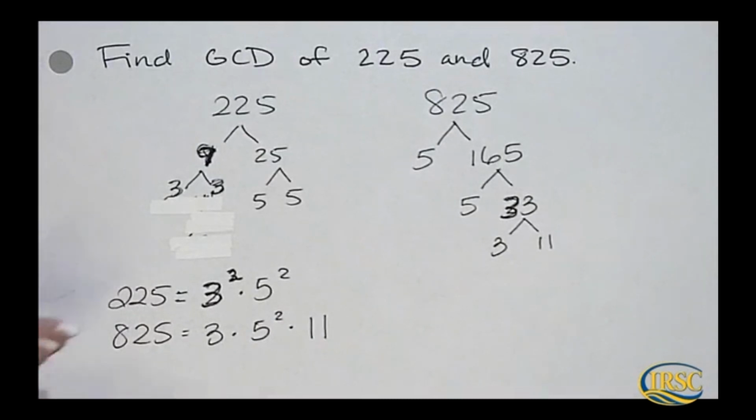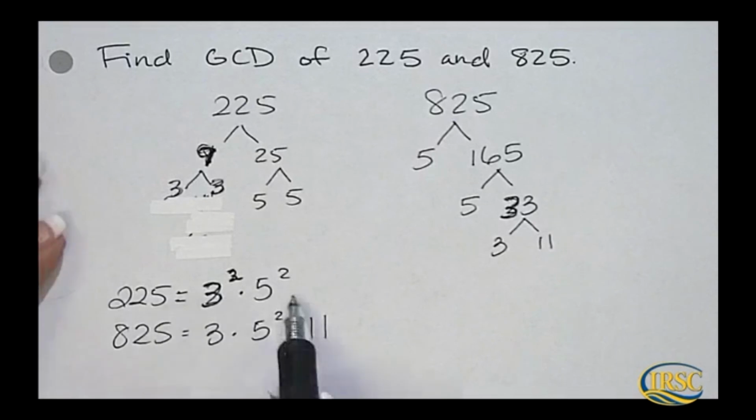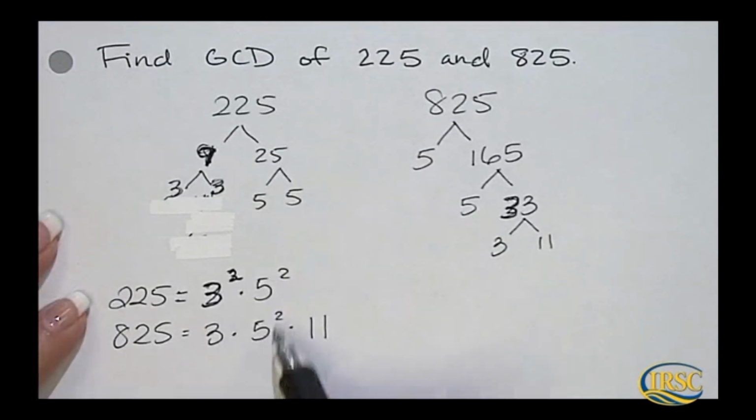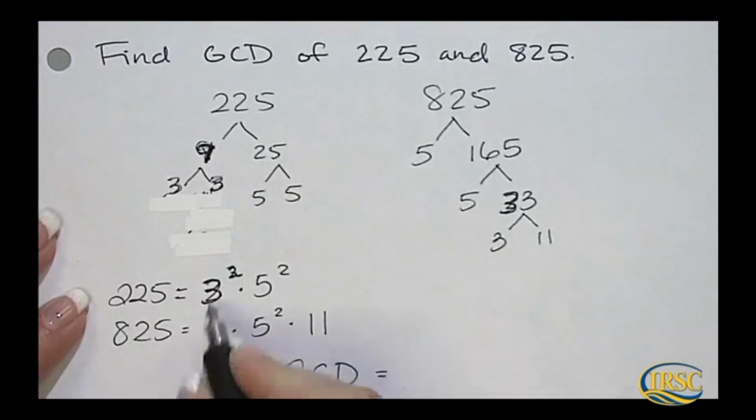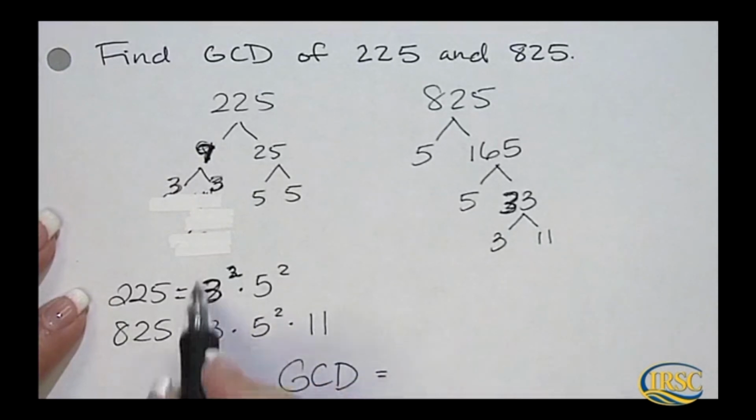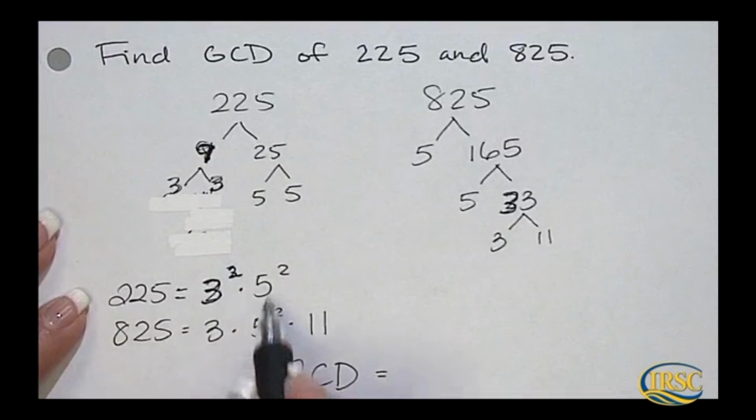Now, you didn't have to write them vertically like this, but there's a reason why I did that. I wrote one right under the other, because in step 2 it says, select each prime factor that is common to each factorization. So now I'm going to look at these two lists, and for my GCD, I want to choose any of the factors that they have in common. So they both have a 3, and they both have a 5.